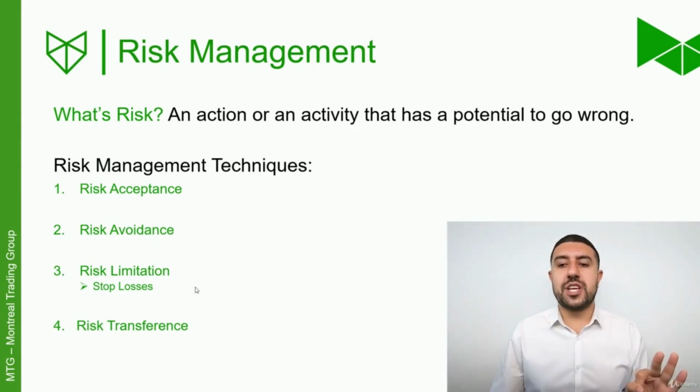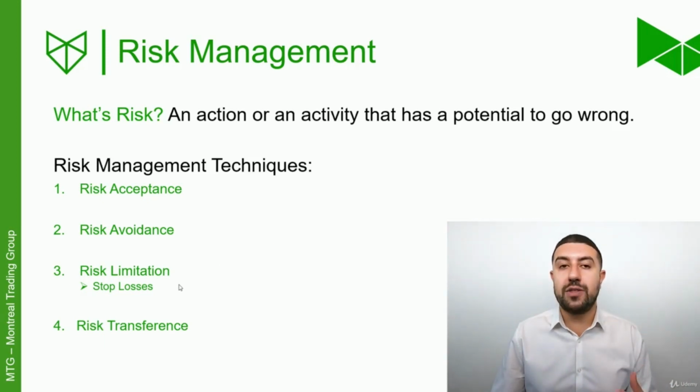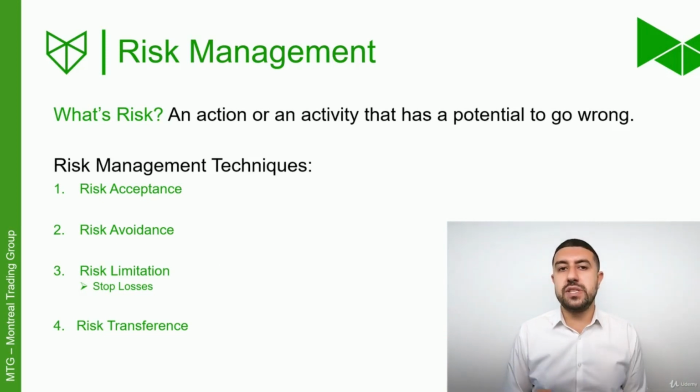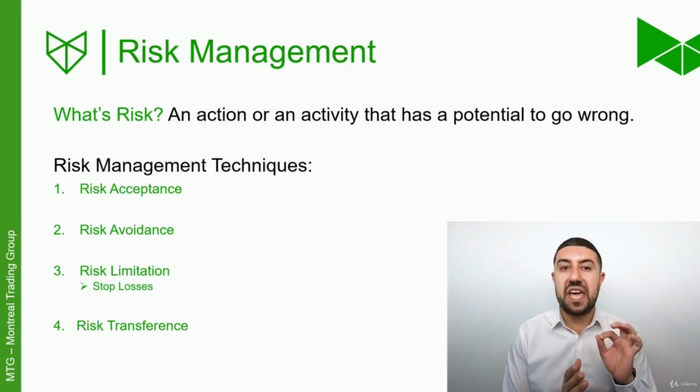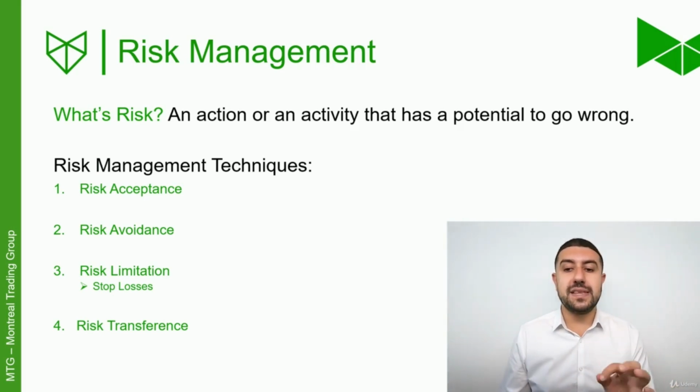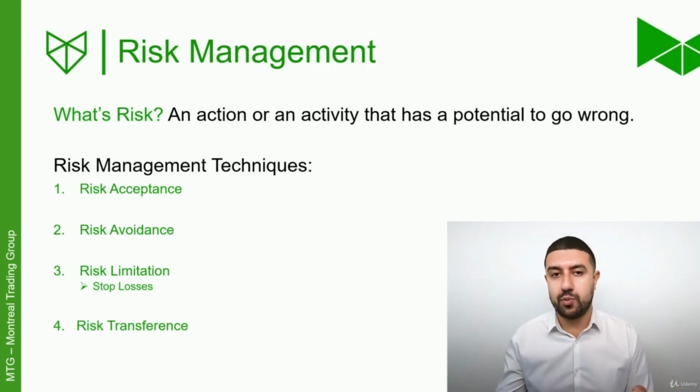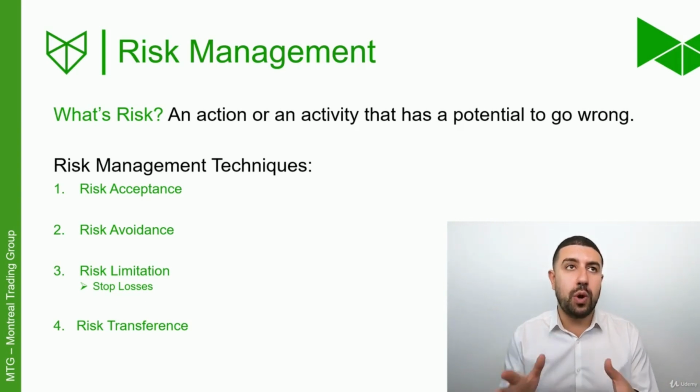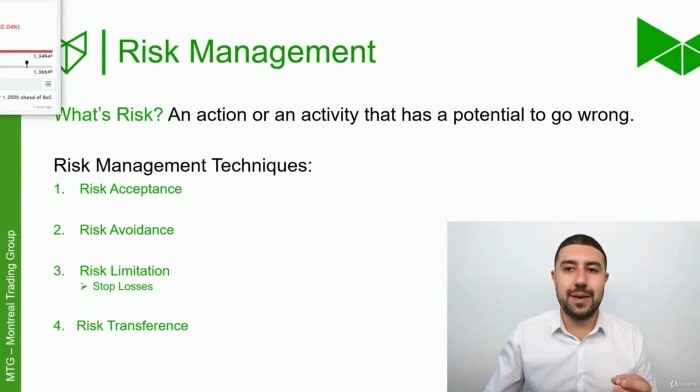The third risk management technique is the one that's the most popular and the one that we'll do the most, which is risk limitation. So you perceive that there's a risk and you want to limit the loss if that risk materializes, so you don't lose too much. And this is done through stop losses, which we'll talk about more in the next lecture. But this is really what we're going to be focusing on, is limiting our risk.